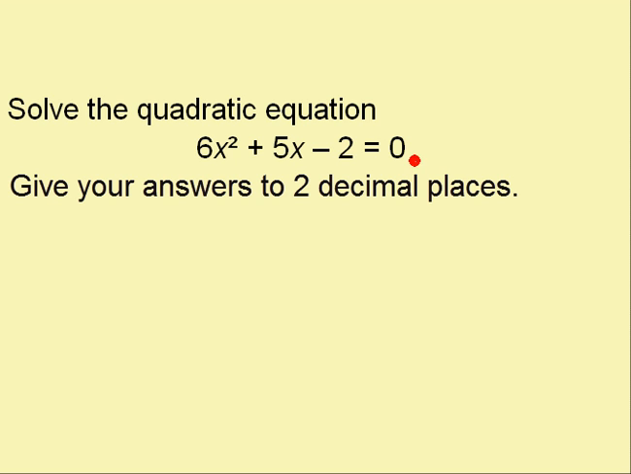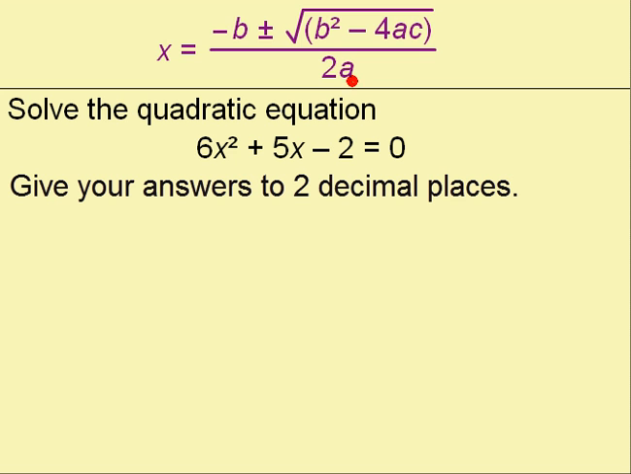It's a quadratic equation, so we know that we're going to get two answers. Because it says give your answer to 2 decimal places, that tells us that we're not going to be able to factorise this. Instead, we're going to have to use the quadratic equation formula, which looks like this.